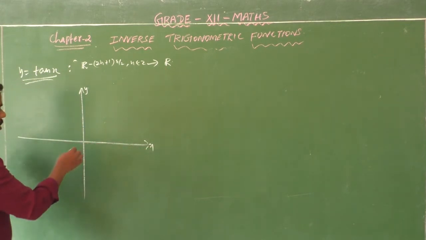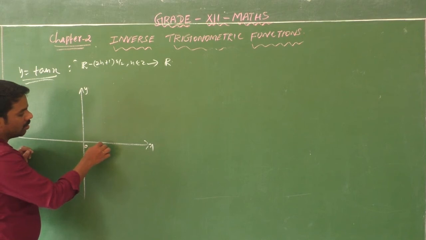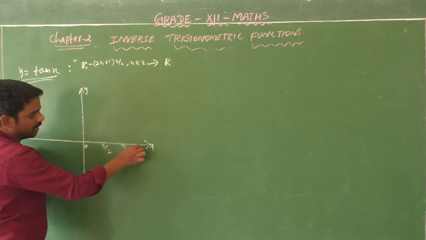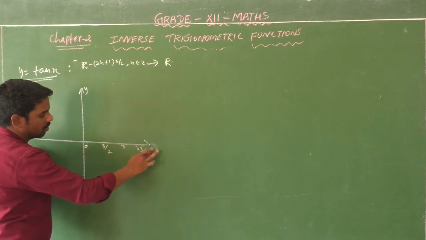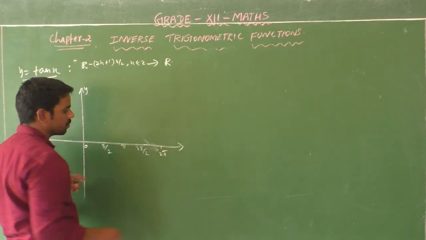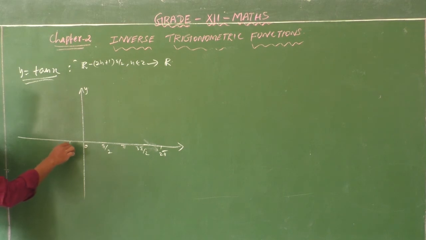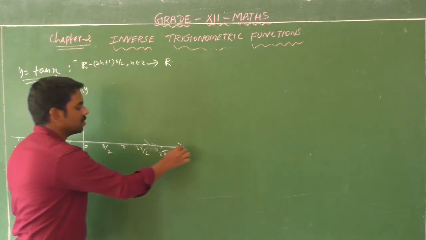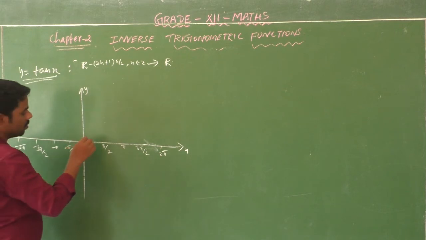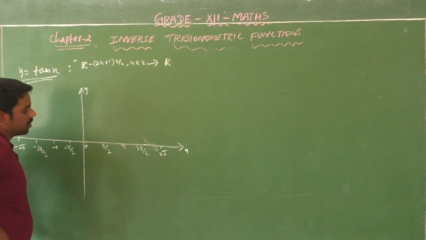Listen, mark 0, pi by 2, pi, 3 pi by 2, and 2 pi. Here minus pi by 2, minus pi, minus 3 pi by 2, and minus 2 pi. This is the x-axis and y-axis.